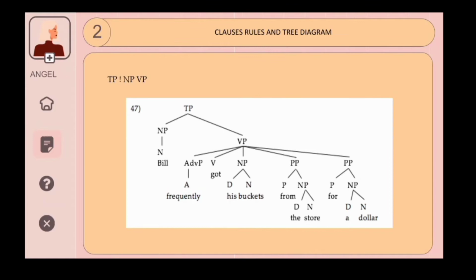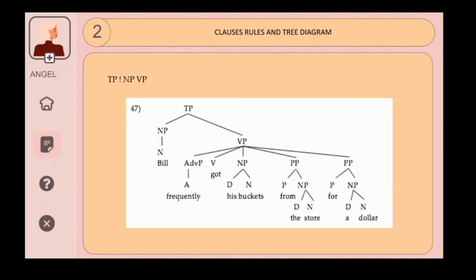Now that we already have knowledge about what a clause is, we can proceed to the main topic, which is the tree diagram for clauses and also the rules for it. It consists of the structure of sentences, like a sentence that has a subject, a noun phrase, and a verb phrase. First example, we have the rule TP, which stands for tense phrase. So TP, noun phrase, and verb phrase.